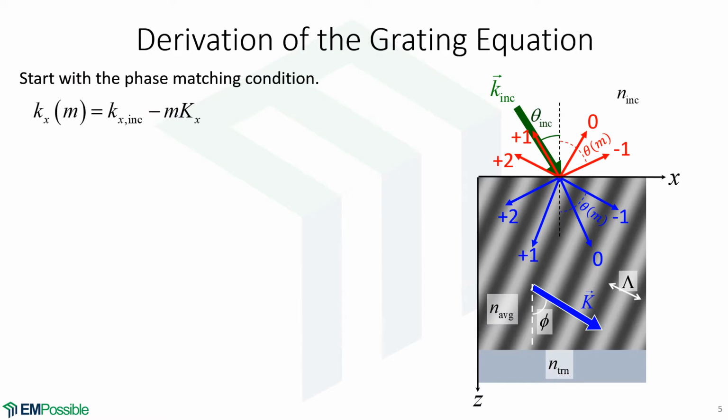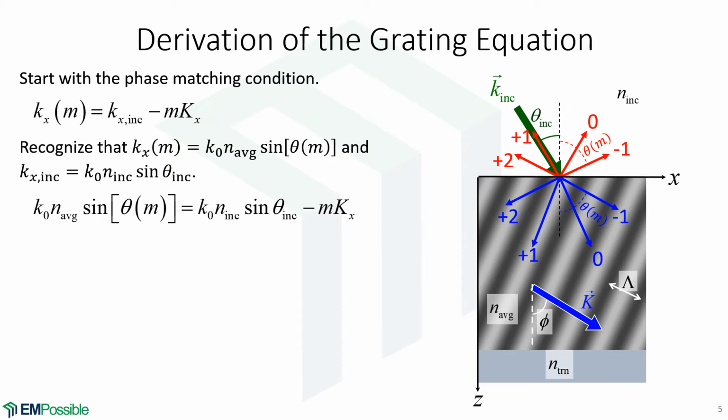Here we're going to derive the grating equation. And what you will see is that the grating equation really is the phase matching condition, just expressed a slightly different way. So we start off with what we know. Here is our phase matching condition. We have two terms here. These are tangential components of wave vectors. We would like to write these in terms of their magnitude and angle.